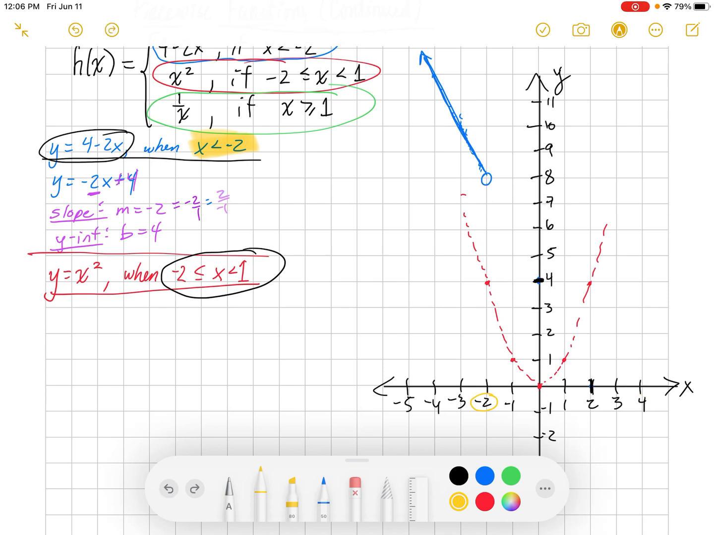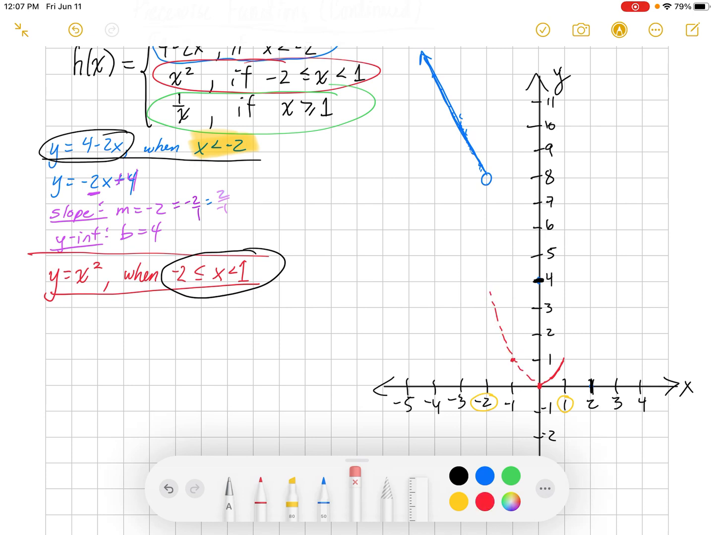No, 1, negative 2 and 1. I misread that. That's not 4. Negative 2 and 1. So here's 1. So we're keeping the red between those boundaries. Okay, so we're going to get rid of everything here to the left of negative 2, and we're going to get rid of everything to the right of 1.